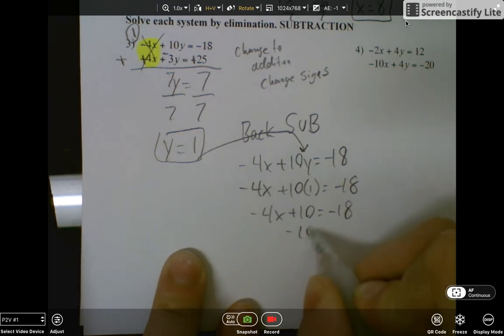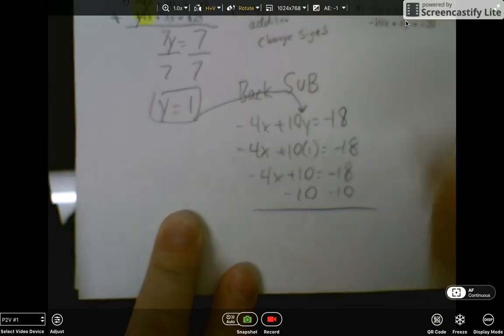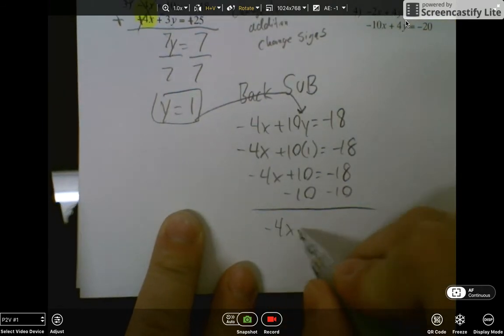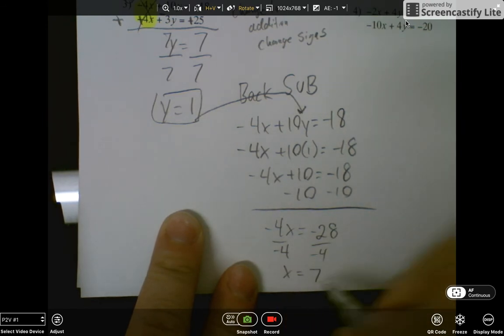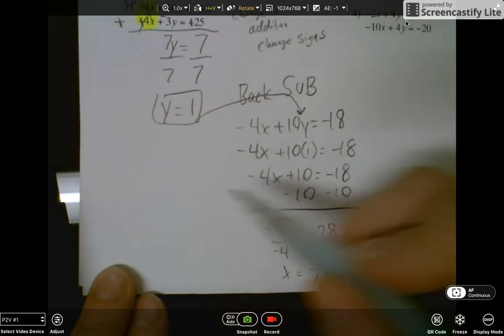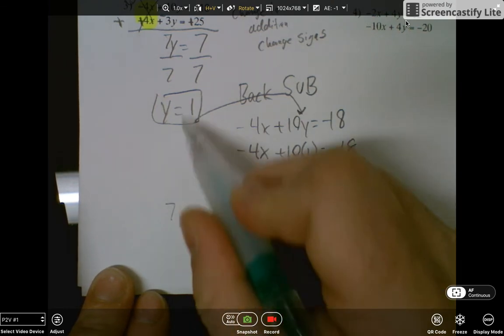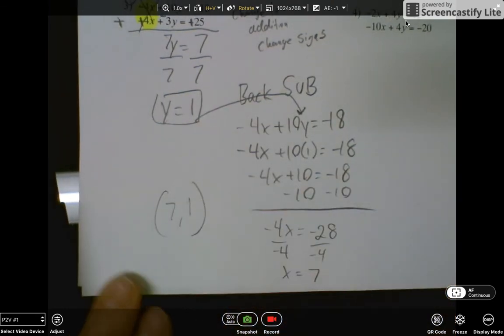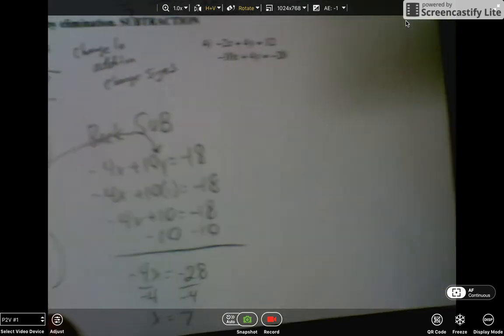And so I minus 10 from both sides. I'm left with negative 4x equals negative 28 divided by negative 4, left with x equals 7. So my solution here is going to be x comes first, so 7, and then comma my y value, which is 1. Again, I'm going to pause the video one last time and ask that you try example 4.